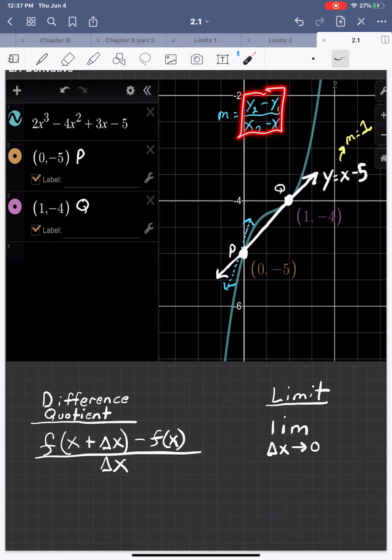So, yes, let's think about point P being fixed, and let's think about point Q being able to move, right? So I could continue to move point Q closer and closer and closer to point P, but I obviously cannot move it all the way. We're being quite sloppy in our language, but how close can I move point Q?